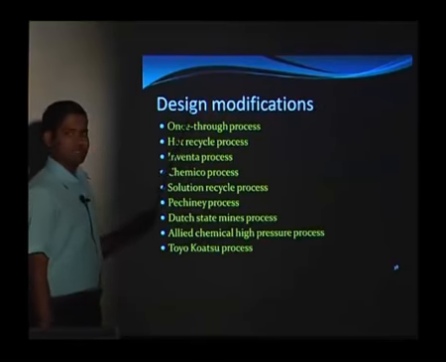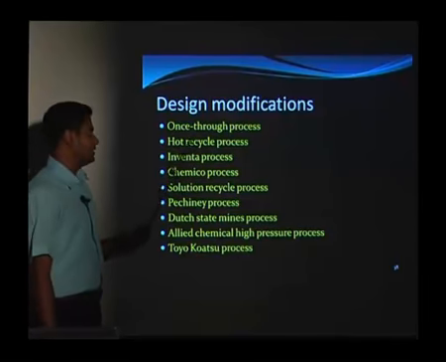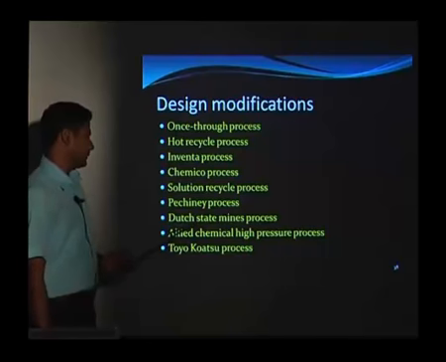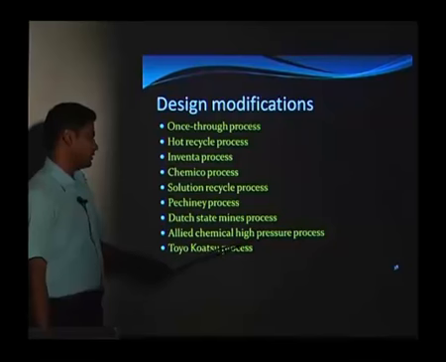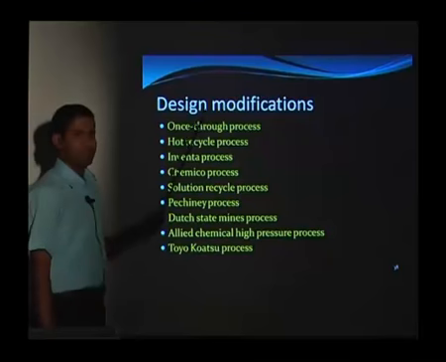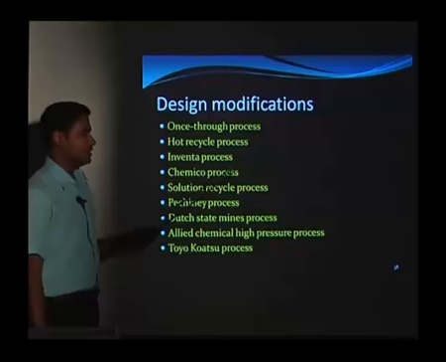Then design modification is suggested. These are given in very good detail in Dryden. Just mentioning them: the once-through process, hot recycle process, Inventa process, Chemico process, then the solution recycle process, Pechiney process, then the Dutch State Mines process, then the Allied Chemical high pressure process, and the Toyo Koatsu process. So these are mentioned under design modification. Whatever process flow diagram we have seen, these mention a little bit of variation, which you can read in Dryden.